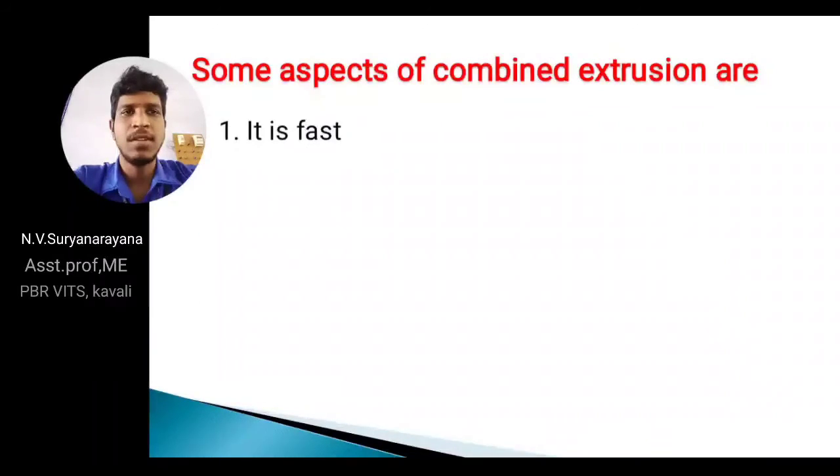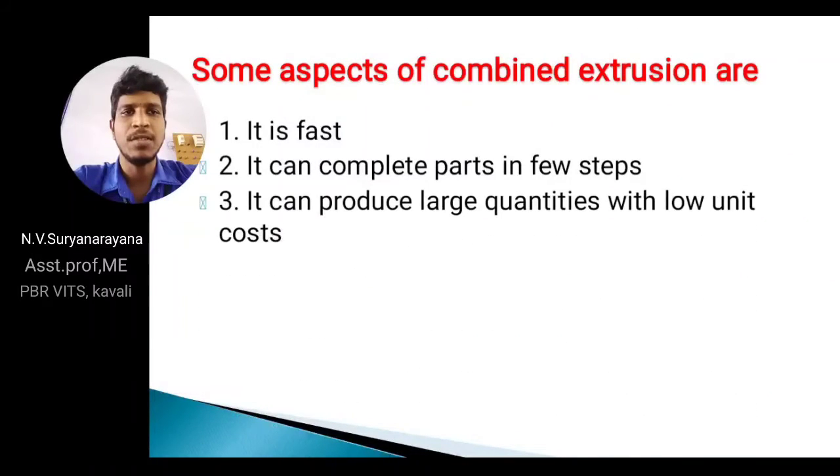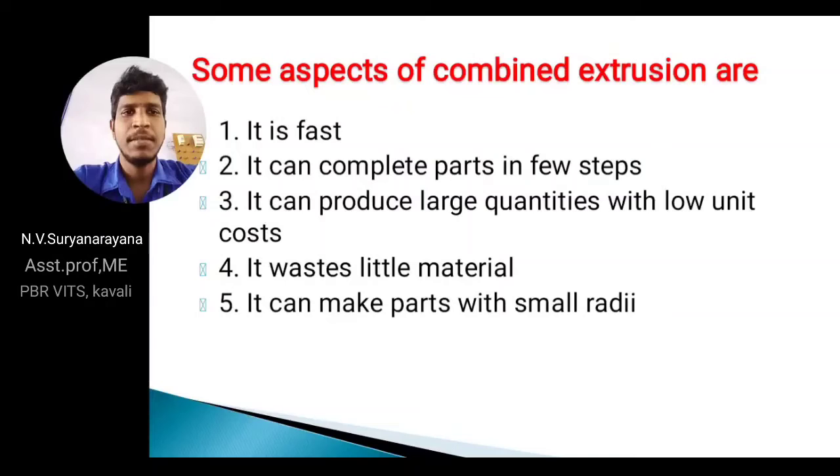Some aspects of combined extrusion: it is fast, can complete parts in few steps, produce large quantities, wastes little material, make parts with small radii, requires mirror tooling. These are the combined extrusion advantages.